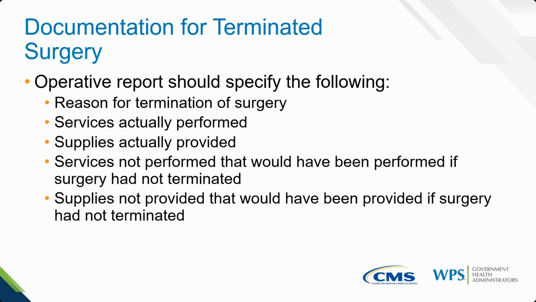On this slide, I've included what should be included in the medical record for a terminated surgery. So the operative report should specify all of the following: the reason why the surgery was terminated or canceled, stopped, not electively, remember. The services that were actually performed, what was rendered that day before the surgery was canceled or terminated. What supplies were actually provided until that decision was made. Also, what services were not performed that should have been performed or had planned to be performed if that surgery had not terminated.